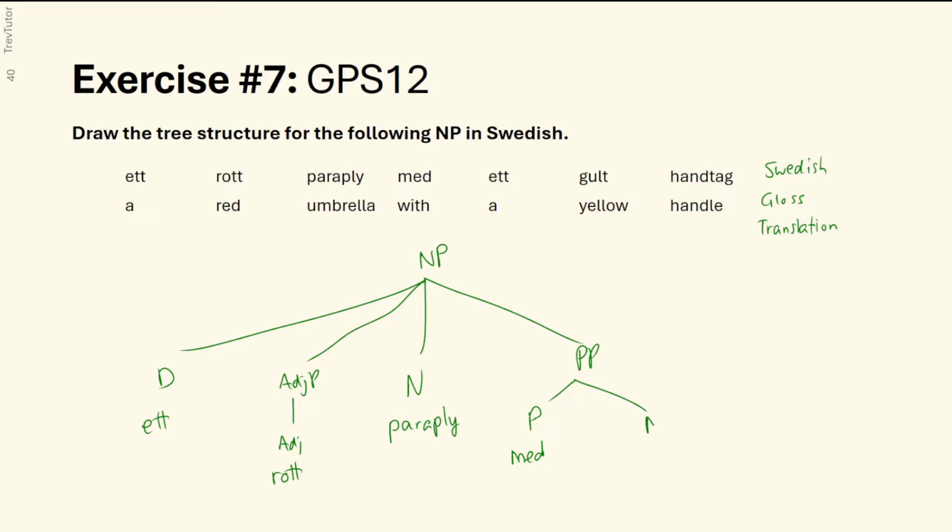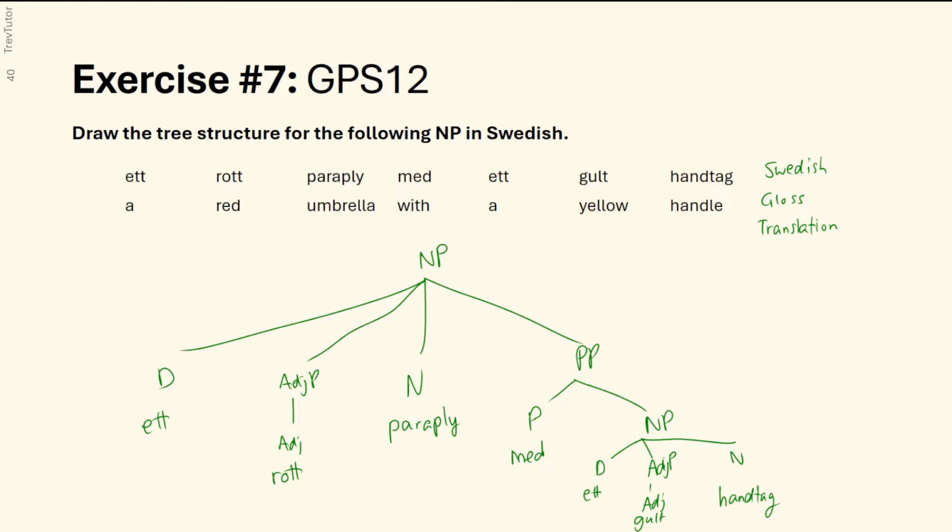And then we have a yellow handle, which will be its own noun phrase consisting of a determiner et, just as we saw before, an adjective phrase with an adjective yellow, which is gult, and then handle with the word handtag, which is the head noun of that noun phrase. So this is a noun phrase in Swedish. It looks just like a structure for English, and that's because the word order is identical.